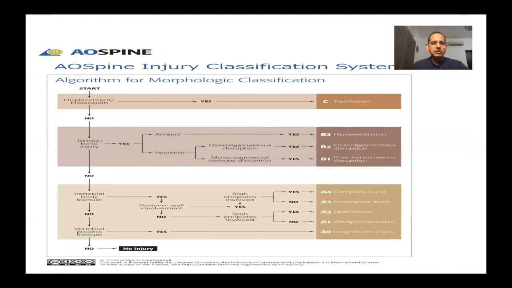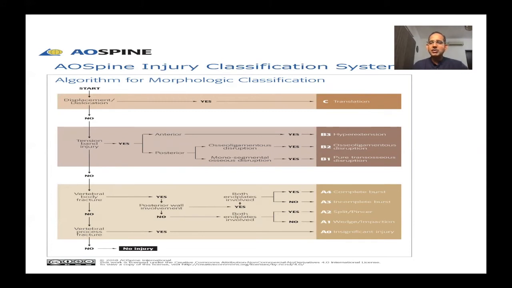If there is no dislocation, then look for the tension band injury. If it is an anterior tension band injury, then it's a B3 variety. Or if it's a posterior tension band injury, then whether there is any ligamentous disruption, then it would be B2. If there is no ligament and only bony tension band disruption, then it is a B1 category. Going back to the tension band, if there is no tension band injury, look for the vertebral body fracture.